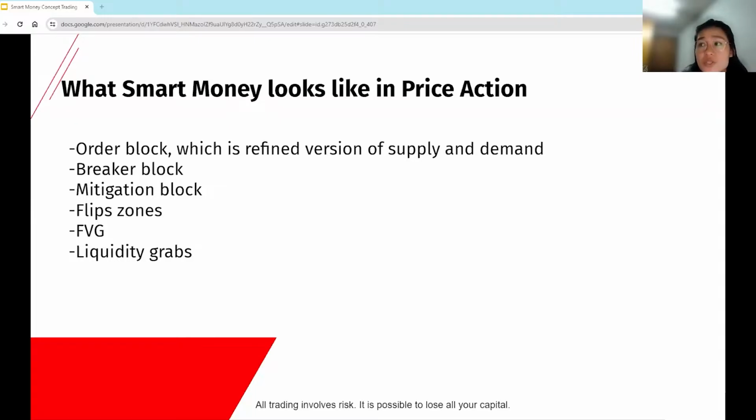So the order block, which is your supply and demand, you have your breaker or mitigation blocks, which is what is traditionally called your support and resistance. And then your mitigation block flips zones. We're not going to touch on that too much today. And the FVG, which is your fair value gaps. We'll go through some of these in a bit. These are basically imbalances in the market, when demand outpaces supply or vice versa. And lastly, we have your liquidity grabs.